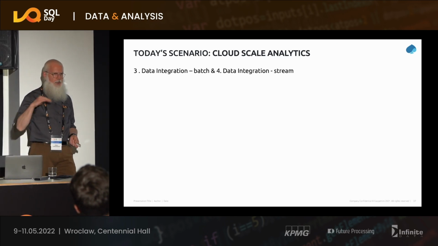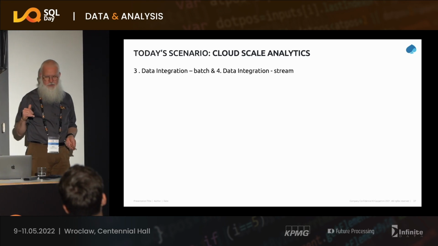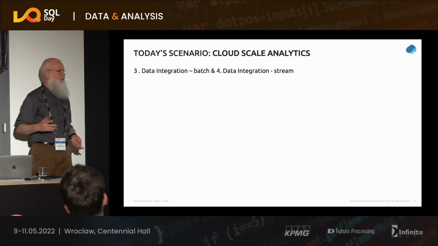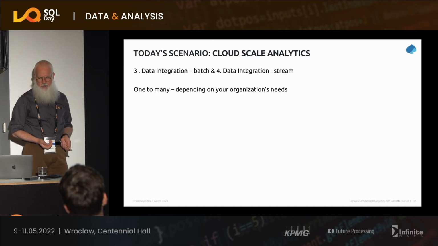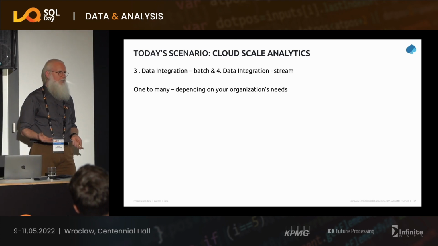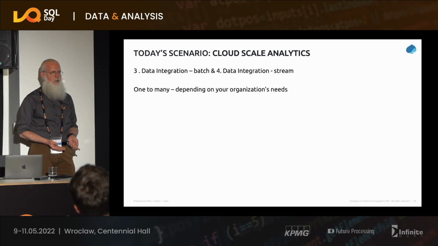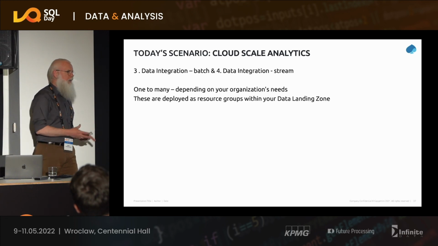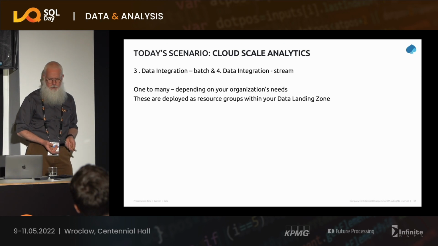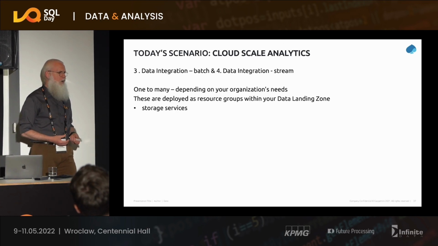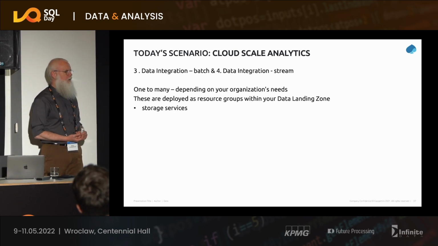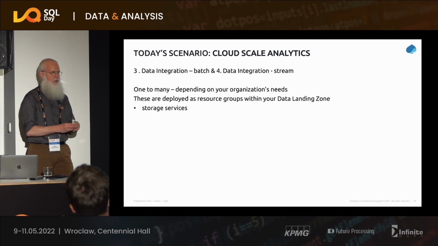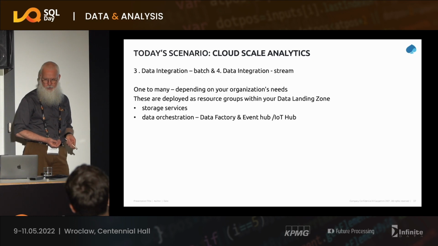Then 3 and 4 are quite similar. It is a data integration, either batch or stream. And again, it tries to give you as many as you need. You don't have to deploy one, you can have 20 or 100. And these are deployed as resource groups within your data landing zone. And these also come with a set of storage services that are connected again to the specific need for that data integration scenario that you're deploying.